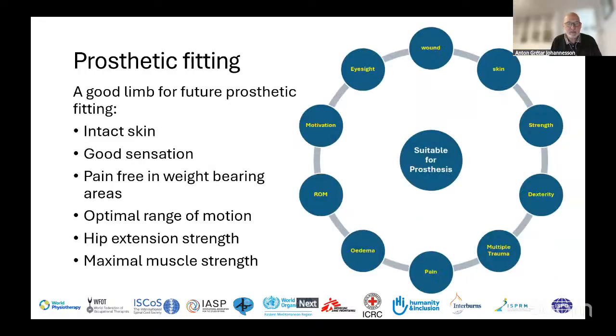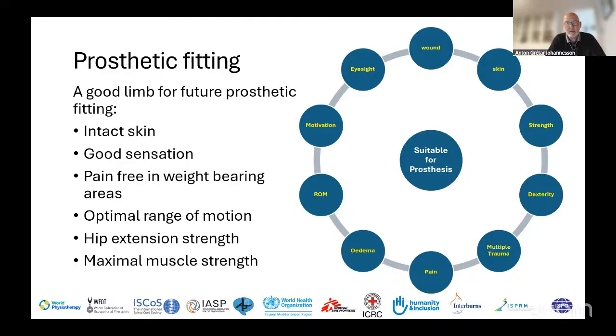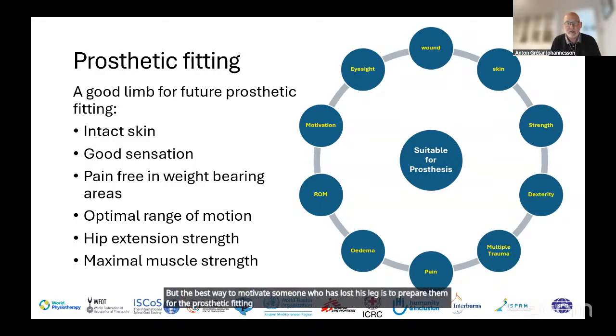Next slide, please. If I summarize: understanding the environment, work as a team, start rehabilitation early, and focus on function and participation. These are just simple recommendations, and there's a lot of complication behind them. But the best way to motivate someone who has lost his leg is to prepare them for the prosthetic fitting and the possibility to get a prosthesis.